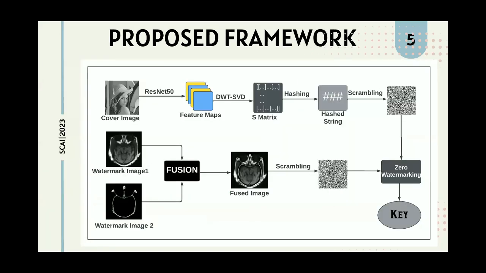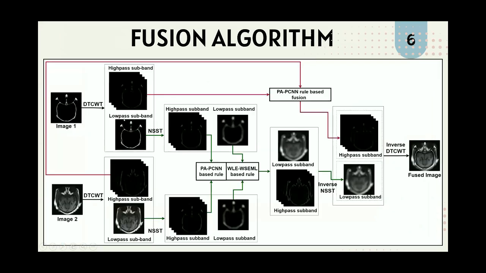Next, I have used a fusion algorithm here. So what is the fusion algorithm used in the paper? The fusion algorithm used in the paper is basically based on PCNN networks and WEWSCML rules. So this is one of my images and this is my second image. On both images, I am performing DTCWT, which is one of the transformations.